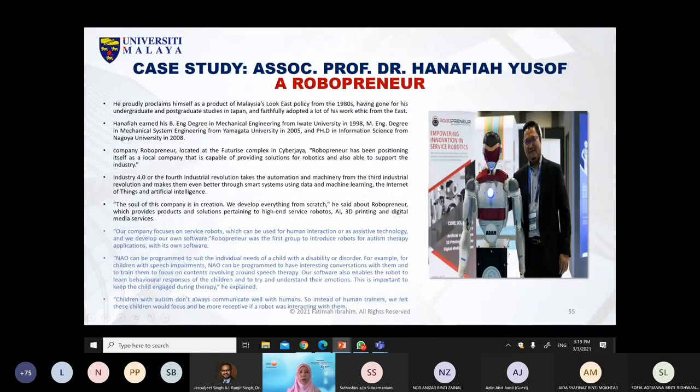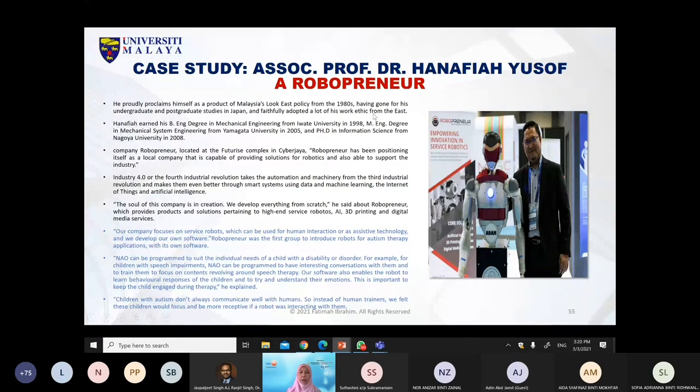And I want to share with you one of the case studies that I found: Associate Professor Dr. Hanafiah Yusof, of Robopreneur. He started up a company, and he claims that he is the outcome of the Look East policy in the 1980s. So what he did, he innovated a robot for autism therapy application. This is very interesting, using a robot as therapy for autistic kids. And the company called Robopreneur, they are in the futuristic field. So this is very interesting.